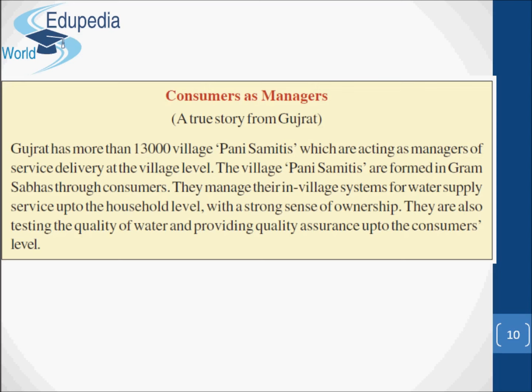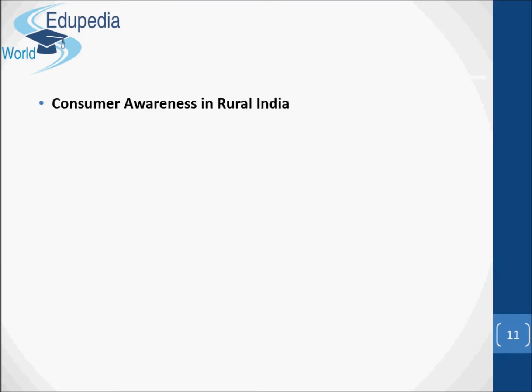Two major concerns are spreading consumer awareness in rural areas of India and timely delivery of justice. So let us briefly discuss them below. Consumer awareness in rural India.